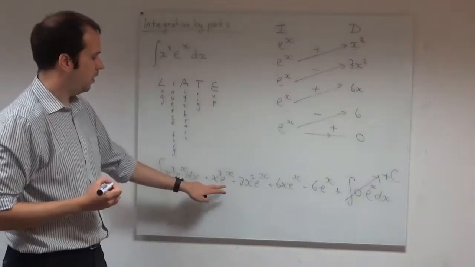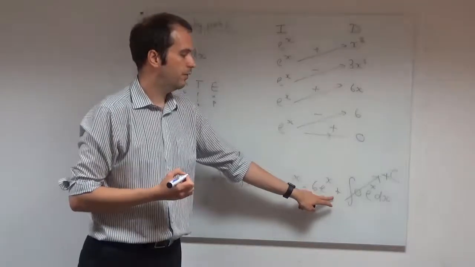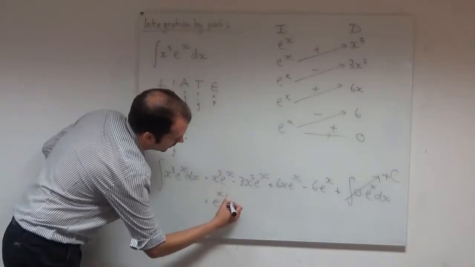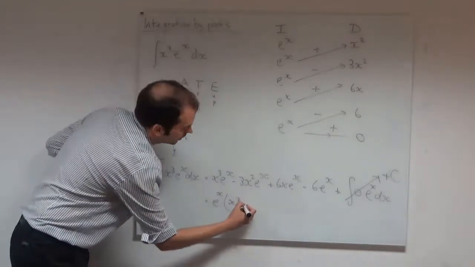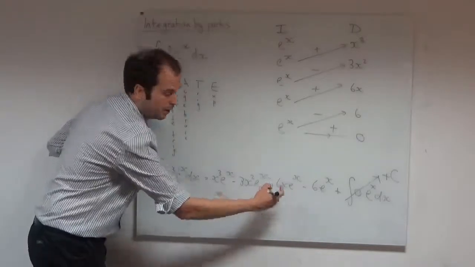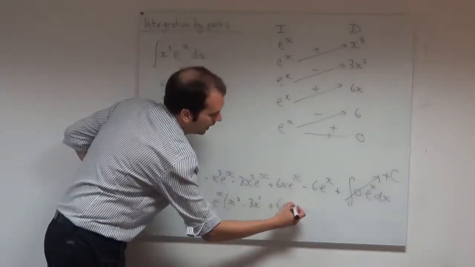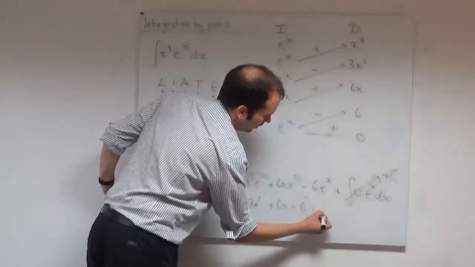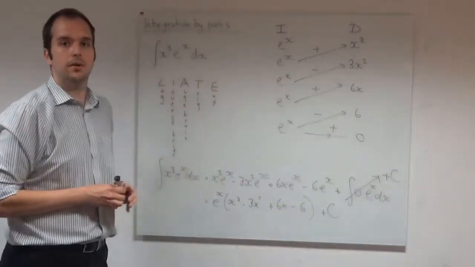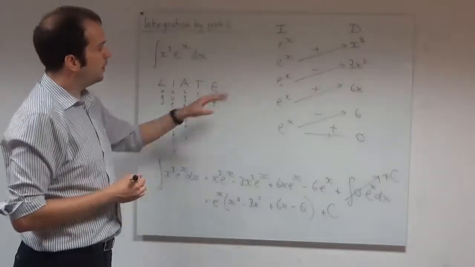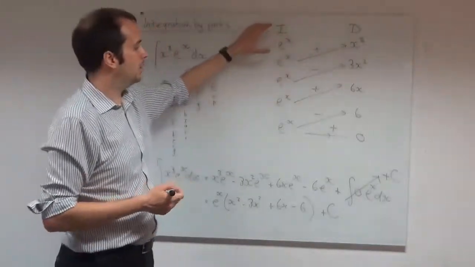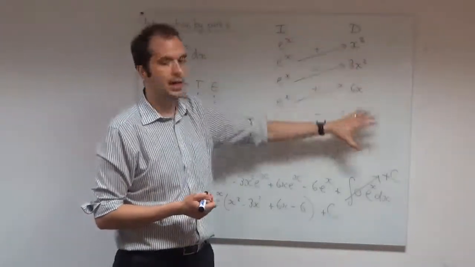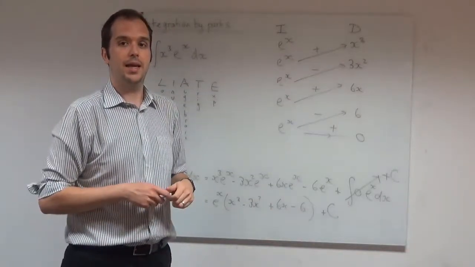We can, if we like, pull out an e to the x from these terms here, so that's what we'll do. We'll factorise that out to leave us with an x cubed minus 3x squared plus a 6x, a minus 6, close that bracket, and don't forget our plus c at the end, our constant of integration. So hopefully you can see that this ID method has very much simplified your integration by parts. It works exactly the same, it's just a different way of laying it out.